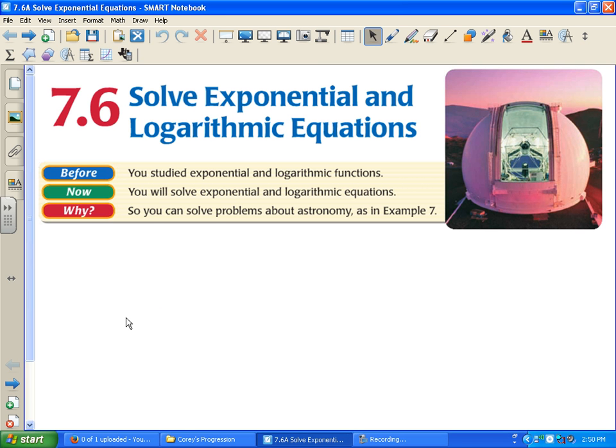Howdy, today we've got section 7.6. We're solving exponential and logarithmic equations. Too bad I can't say that very well. Try it again. Today we're doing section 7.6, solving exponential and logarithmic equations.